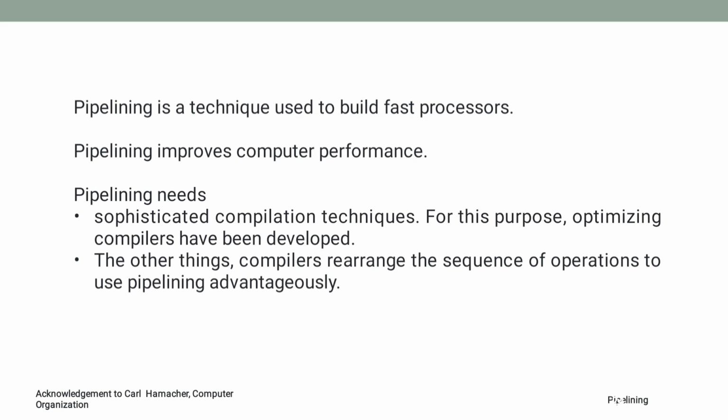So, pipelining is a technique used to build fast processors. It improves computer performance. It also needs sophisticated compilation techniques. For that purpose, optimized compilers have been developed. And these compilers may rearrange the sequence of operations to use pipelining advantageously. And this is okay as long as this rearrangement of instruction doesn't change the functionality of the program.